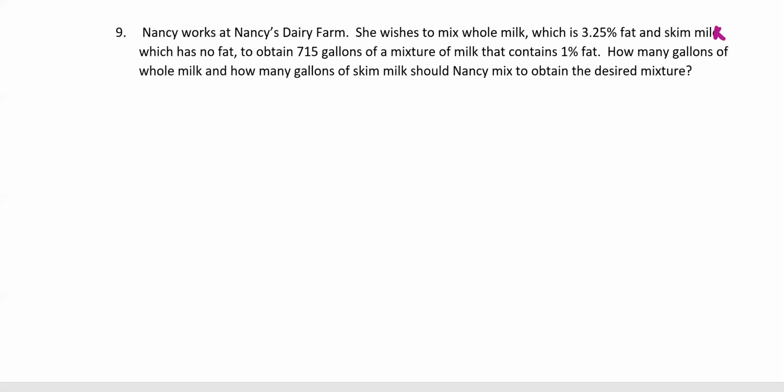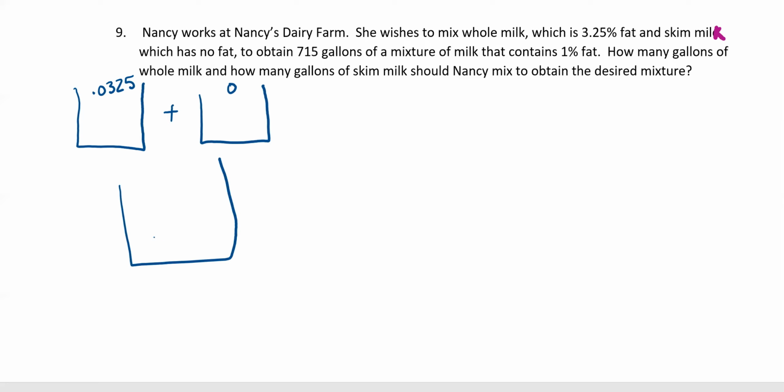So we are going to mix whole milk, which is 3.25%, written as a decimal is 0.0325, with skim milk, which has no fat, to obtain 715 gallons of milk that contains 1% fat. So we have X plus Y is equal to 715.